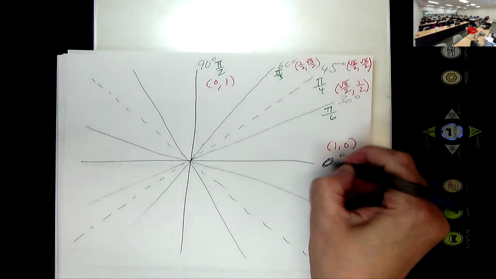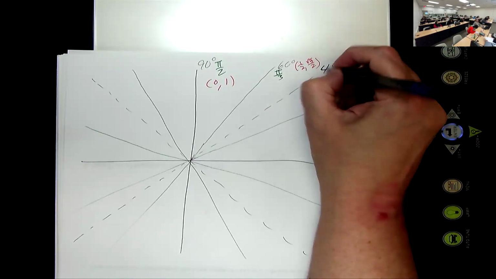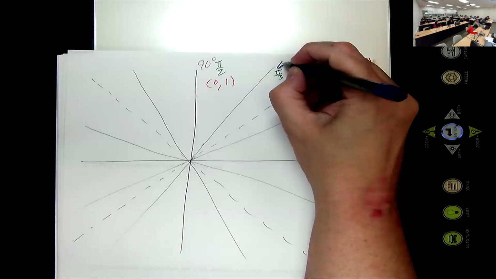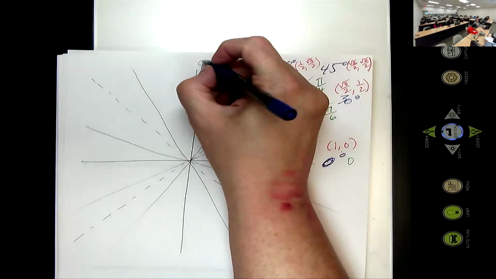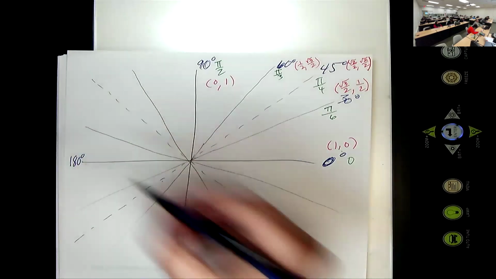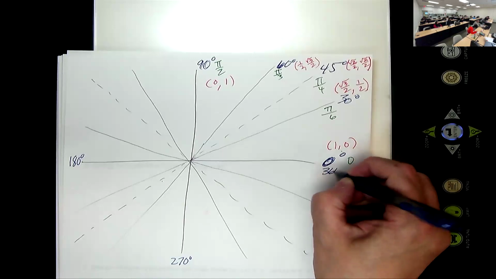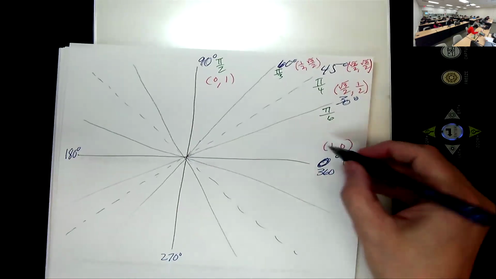So we knew in degrees, this was 0 degrees, 30 degrees. 45 degrees is the diagonal, 60 degrees is there. 90 degrees is here. We knew this is 180 degrees, you were all good with that. This is 270 degrees, and when we get back around to here, it's 360 degrees. Right?